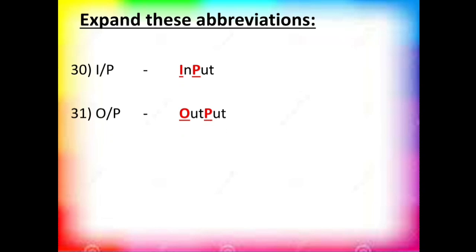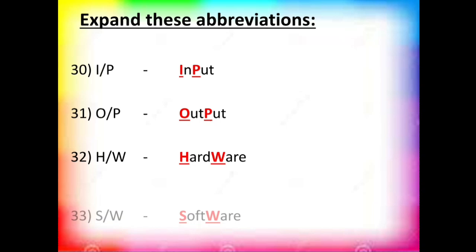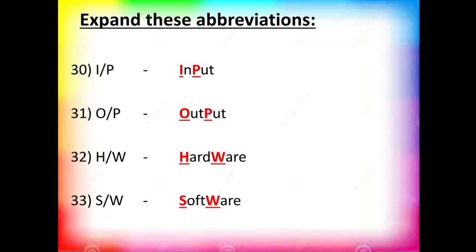The next one is I/P means input, O/P means output, H/W means hardware, S/W means software. So IP input, OP output, HW hardware, and SW is the software. So these are the expansions. That means in this lesson this much of expansions are there.